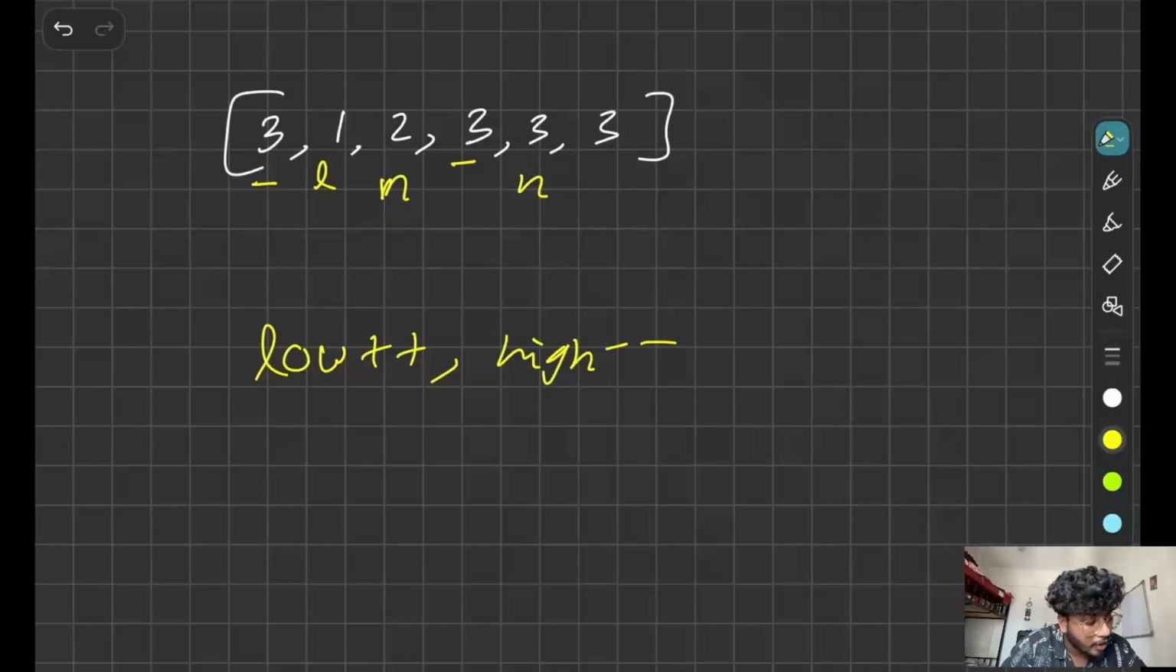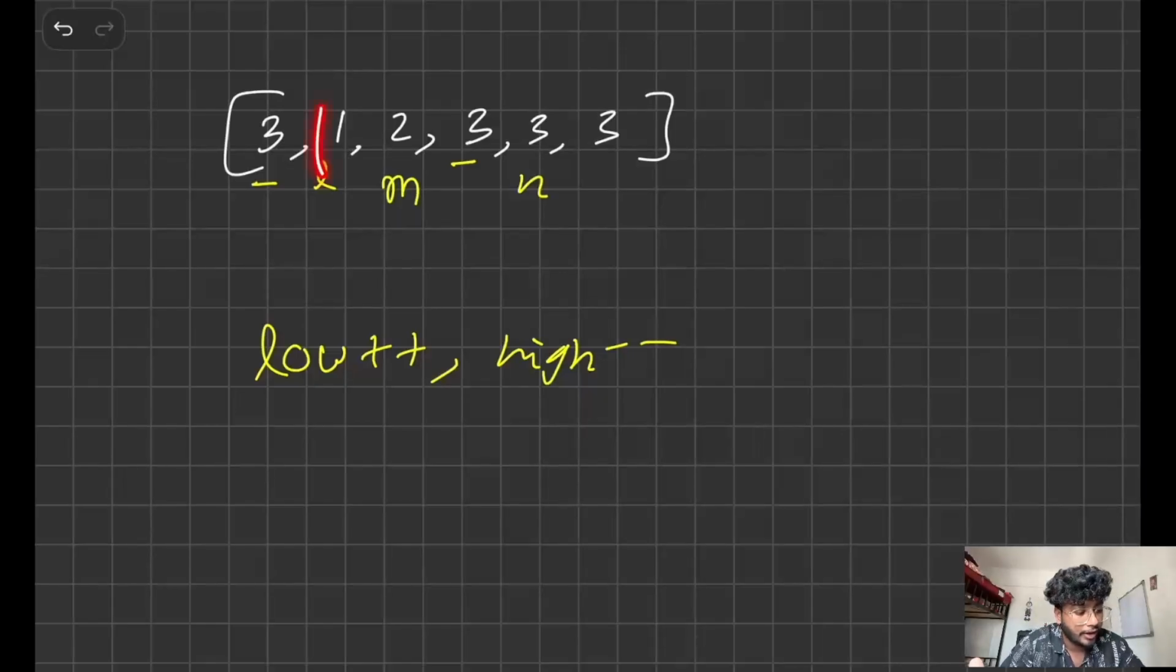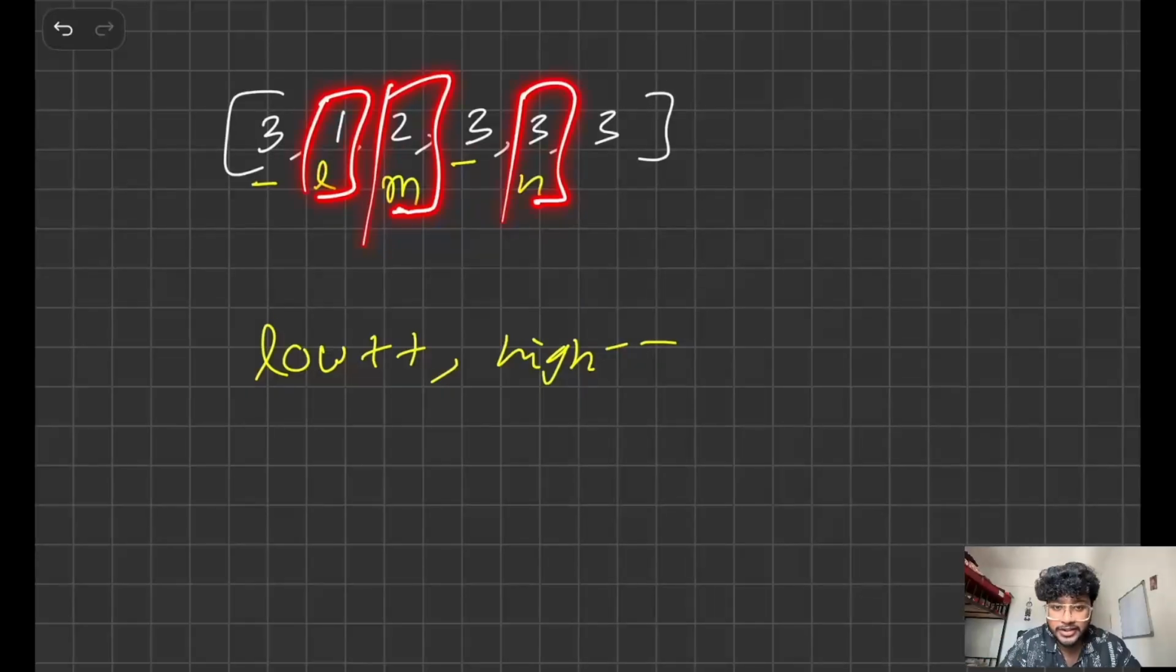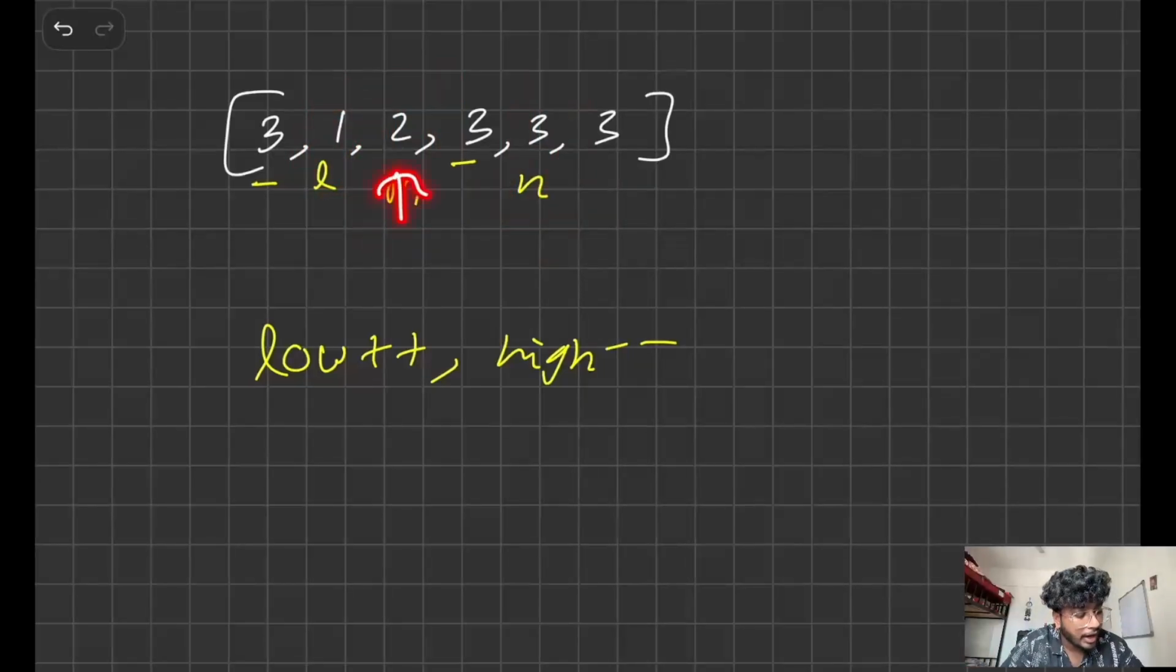Now, from my low, I can judge which part is sorted. Now my nums of low and my nums of mid are distinct, these three are not equal, so I can judge which half is sorted or not. I can see that this half is sorted, because nums of low is less than nums of mid, so this half is sorted. And I'll check my target. Let's say the target was 1. I would be able to check 1 then, right? So the same code works here, the same approach works.